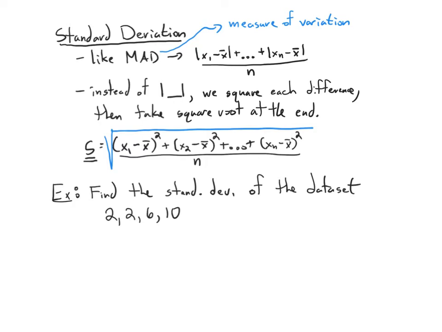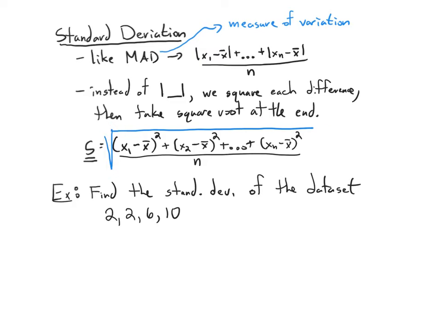Standard deviation is similar, but instead of getting rid of the negative by taking the absolute value, another way we could do it is by squaring the difference. You can see down here, instead of doing the absolute value, we're squaring the difference. So square each difference, sum them together, divide by n, so it's the average squared distance here. And then because we squared everything, we take the square root. So it's kind of the same idea as the mean absolute deviation, except instead of taking absolute values, we square everything, and then at the end, take the square root.